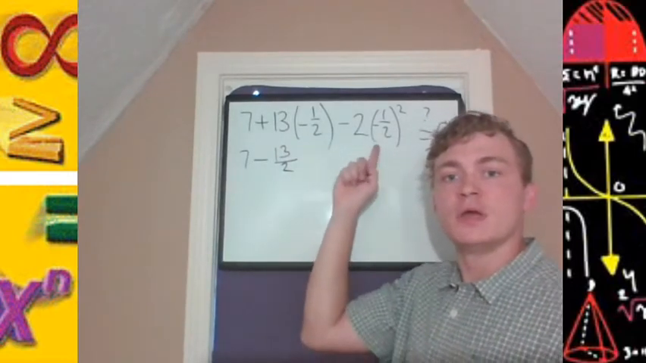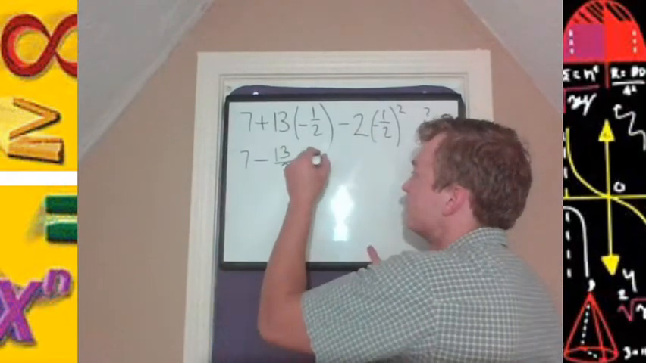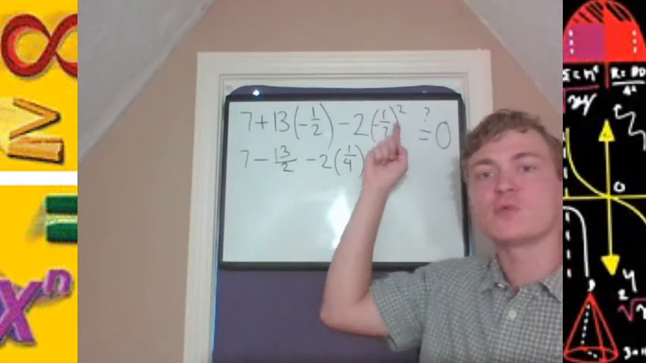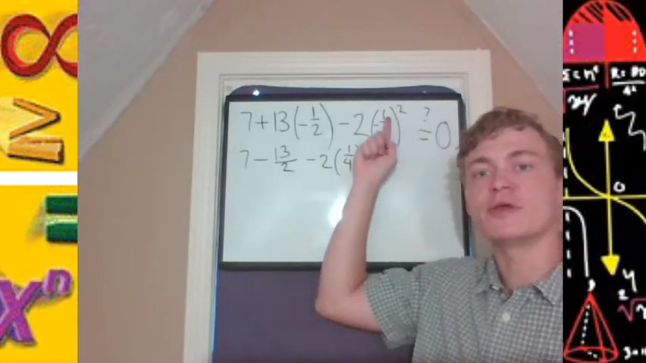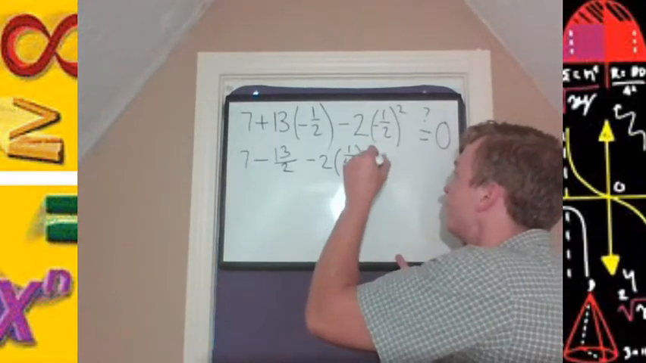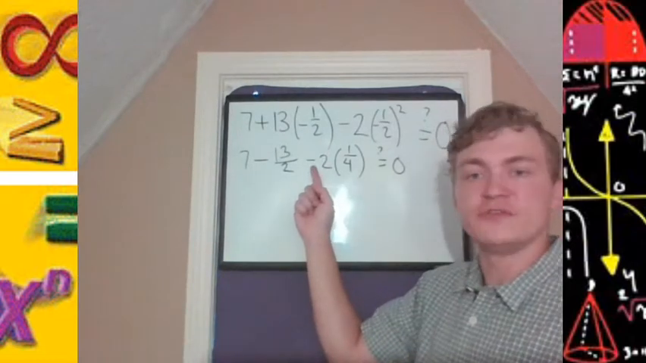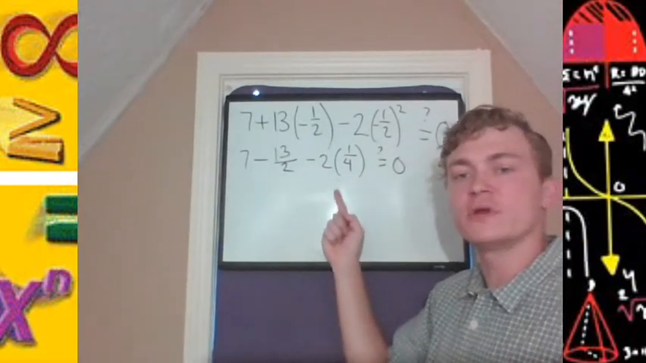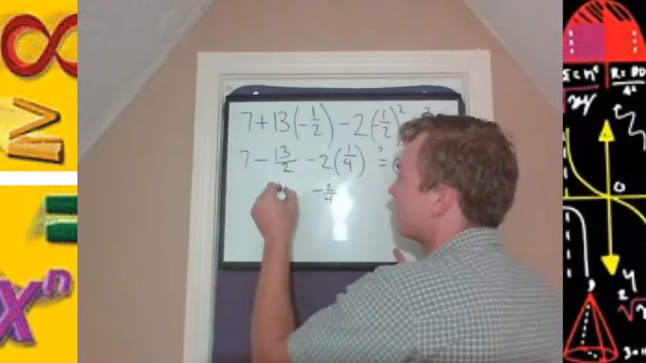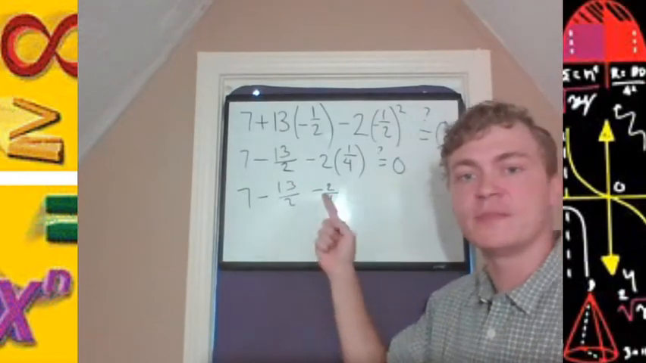2. Here, we have to first start by squaring the negative 1/2, which is a positive 1/4. If you square a negative, it becomes positive. Squaring a 1 is 1. Squaring a 2 is 4. Negative 2 multiply 1 over 4 is negative 2 over 4. So 7 minus 13 halves minus 2/4.